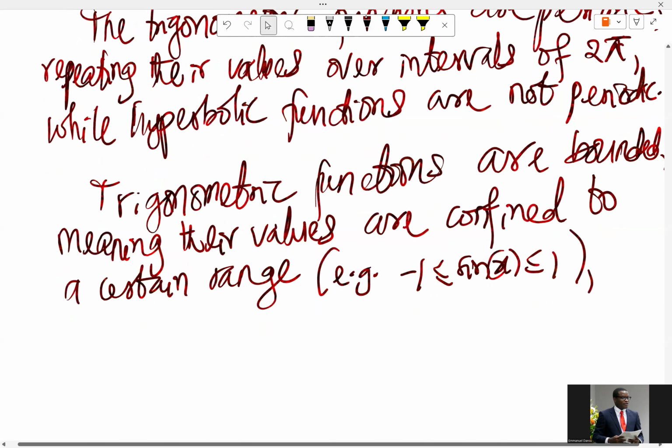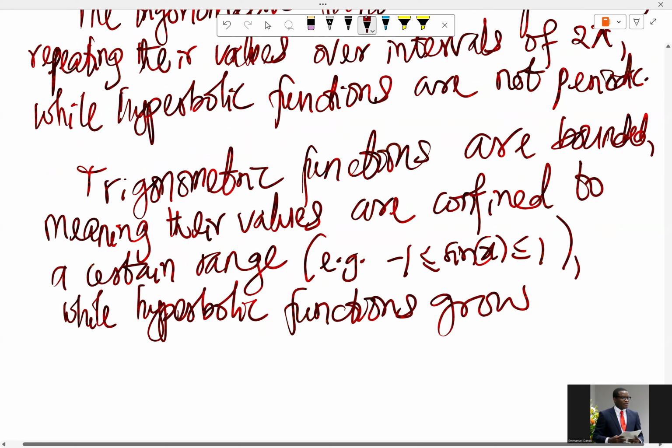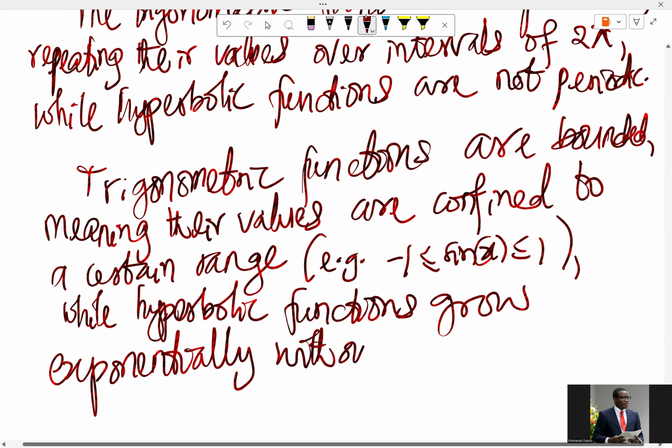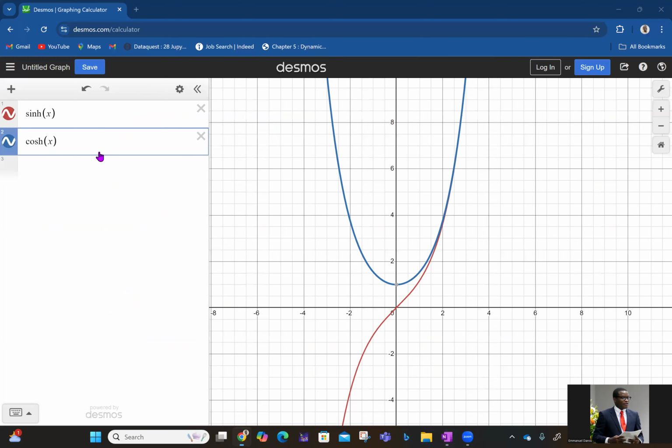So while hyperbolic functions grow exponentially, without bound. So you can say that trigonometric functions are bounded while hyperbolic functions are boundless. Okay, let's quickly visualize. Let's compare them graphically, going back to Desmos now.